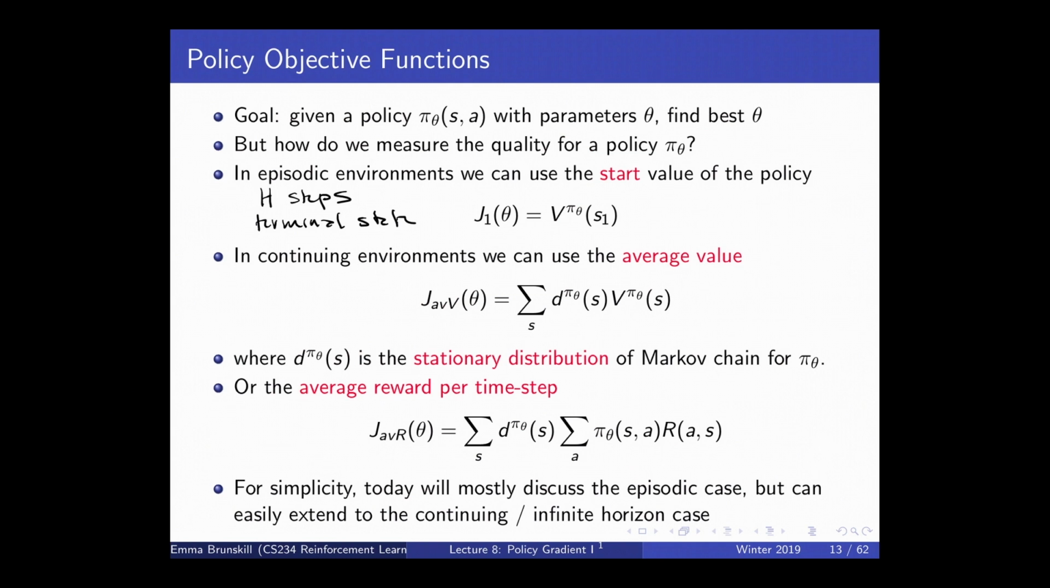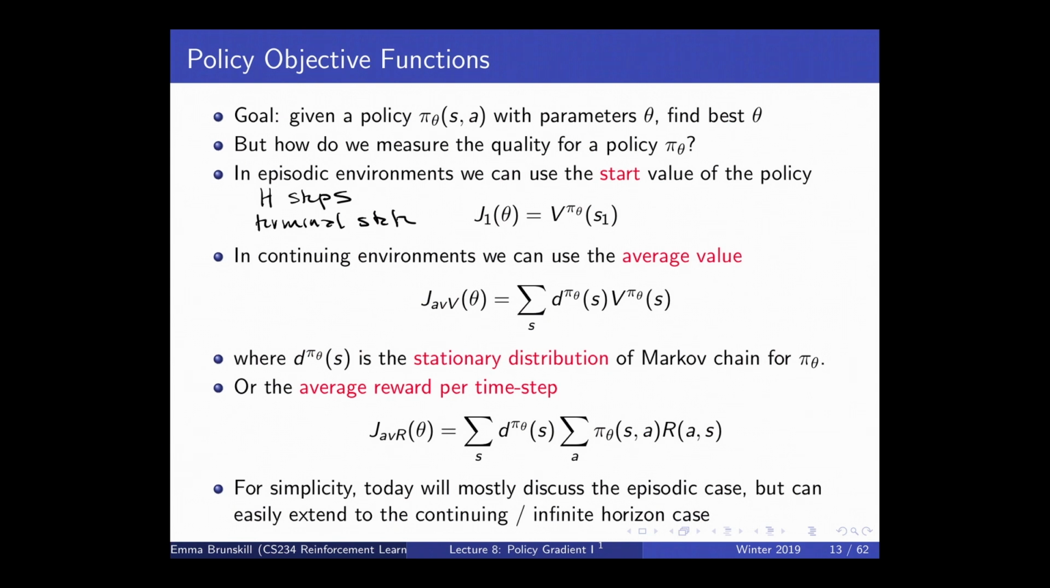But it could be variable, like it might be until you reach a terminal state. And then we can just consider what is the expected value, what is the expected discounted sum of rewards we get from a start state, or a distribution of start states. And then what we want to do is find the parameterized policy that has the highest value.